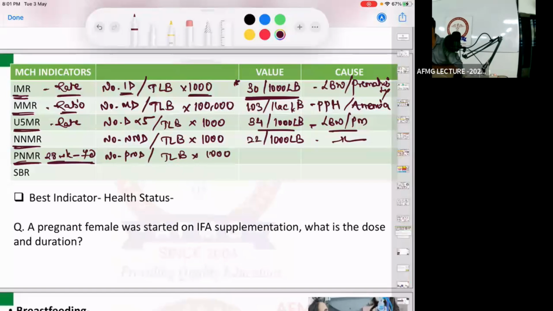Current perinatal mortality rate is around.